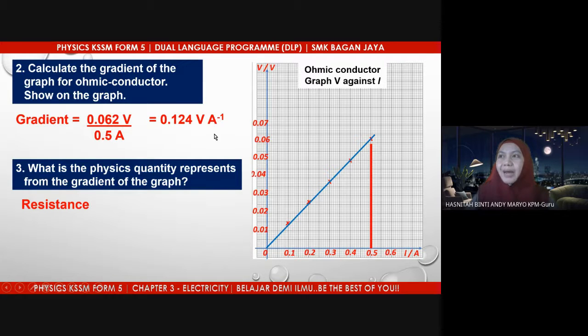So what does this value refer to? So this answers question number 3. The gradient represents the resistance. All right.